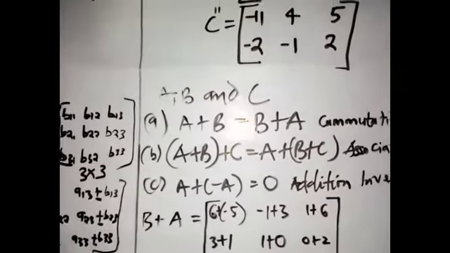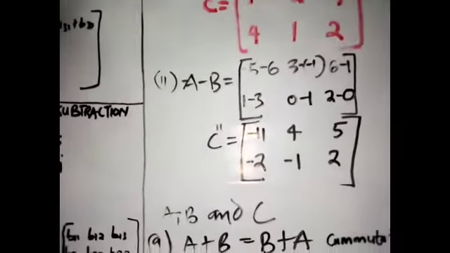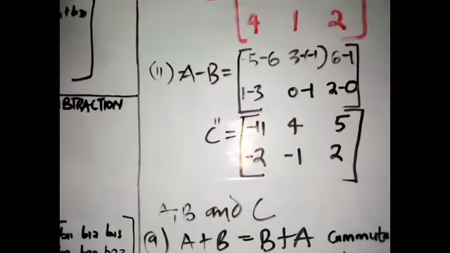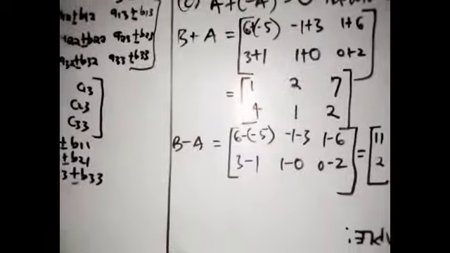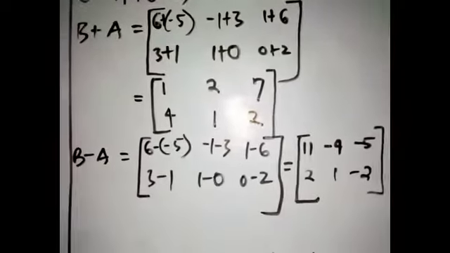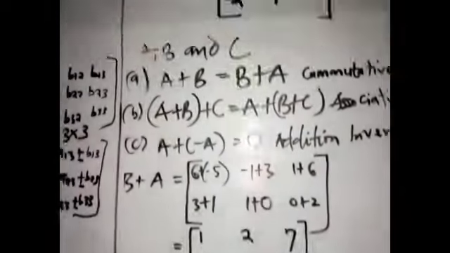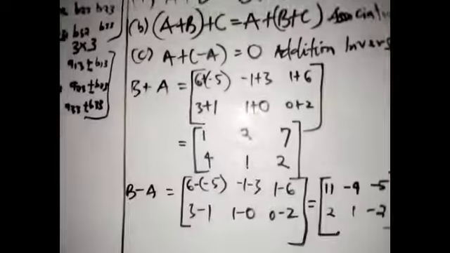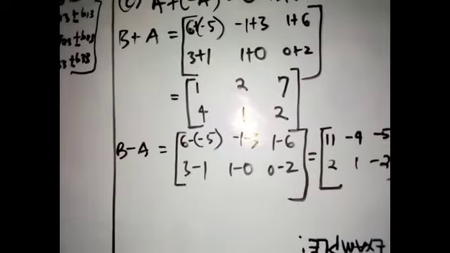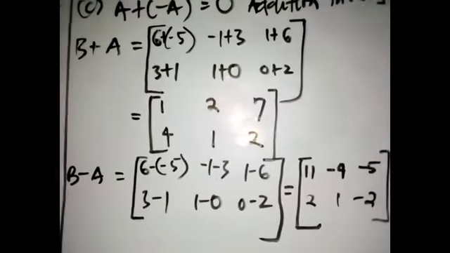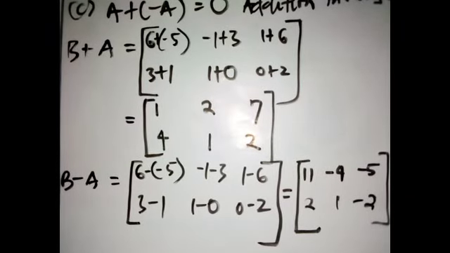But what about subtraction? We solved for A minus B to give us minus 1, 1, 4, 5, minus 2, minus 1 and 2. Then we solved for B minus A, and we had 1, 1, minus 4, minus 5, 2, 1 and minus 2. We discovered that B minus A is not the same thing as A minus B. Hence, we would say that the subtraction of matrices is not commutative.